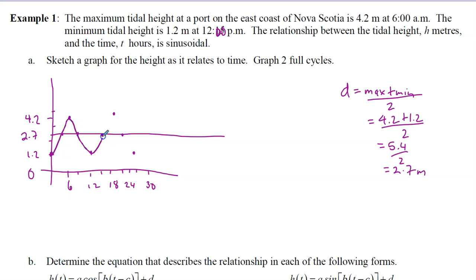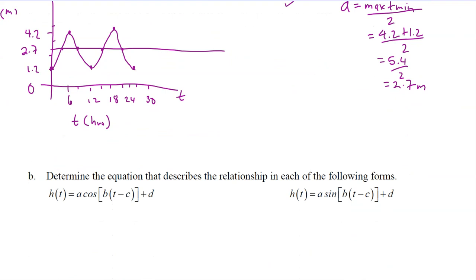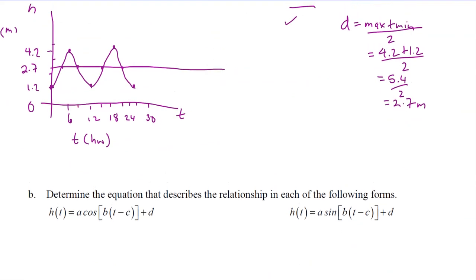Starting low, and sketching, and there we go. 2 full cycles. Check. This is height in meters. This is time in hours. So it would be the t-axis and the h-axis. Okay, what do we want to know? Determine the equation that best represents in each of the following forms.